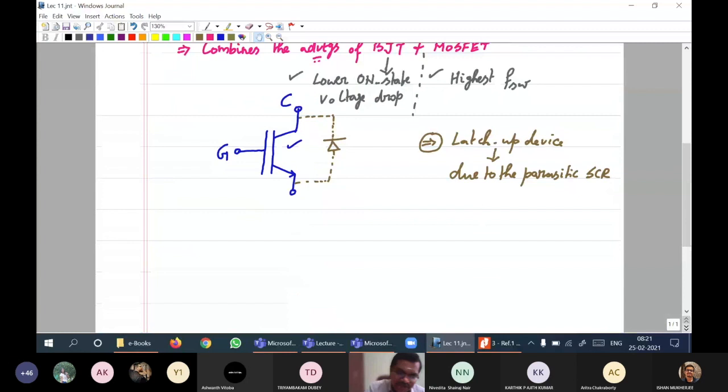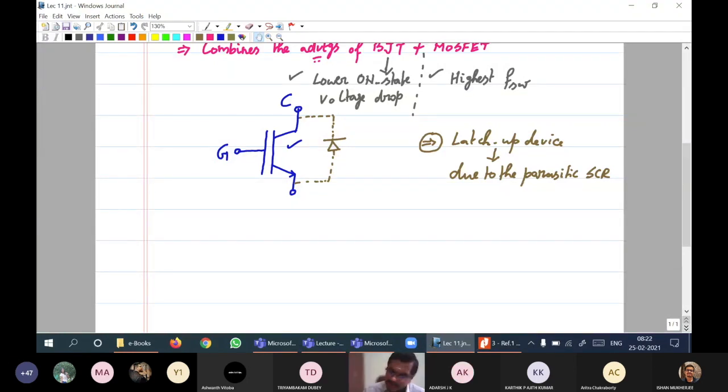Structurally, there are modifications which avoid latch up. That is way beyond the scope of your content. You understand that the IGBT has a parasitic SCR. There will be latch up occurring inside the IGBT. That latch up has to be avoided. That is enough. Okay, and the fourth point is again a deeper point. If you know that the structural modification of distributing the P layer is going to avoid the latch up in the IGBT, that is more than enough.